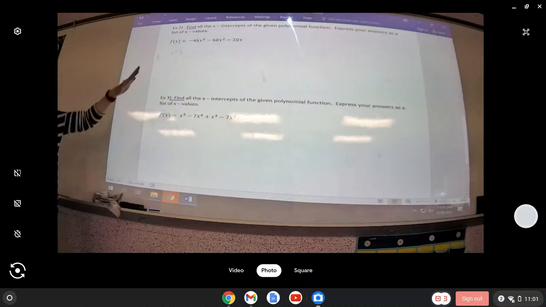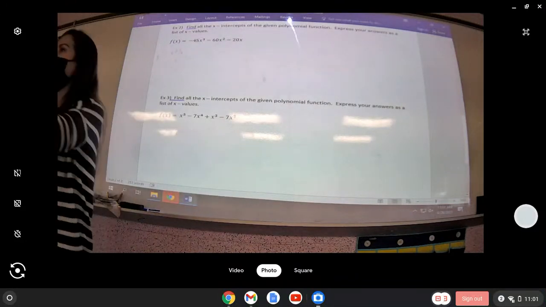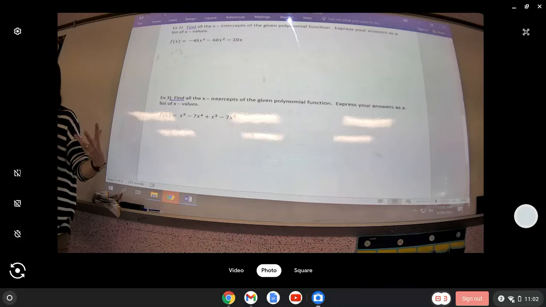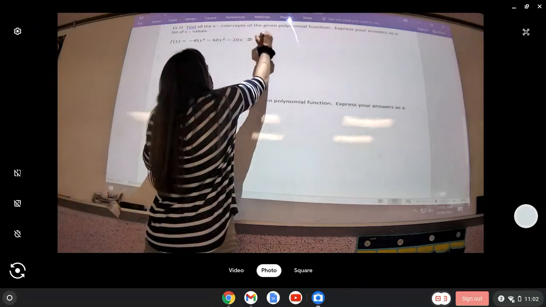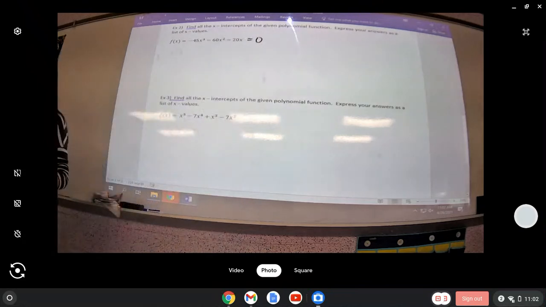Let's do it again. So notice the directions. Find all the x-intercepts. Well, you find the x-intercepts, guys, by finding the zeros and the roots. So we're going to set our equation equal to 0 and solve. But remember, only the real number answers that we get can actually be the x-intercepts.